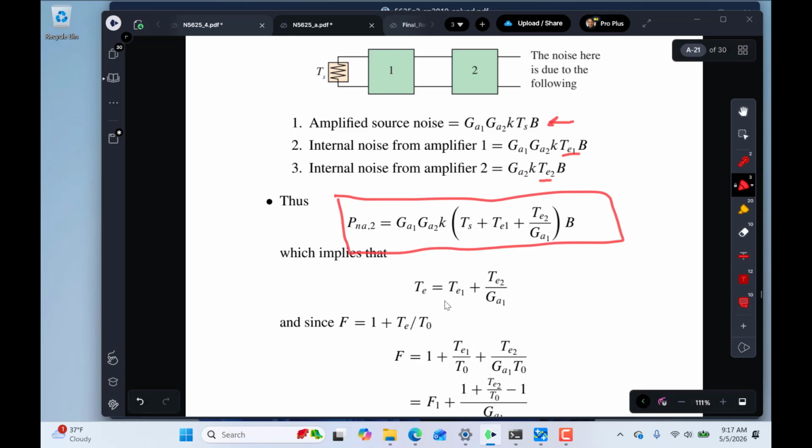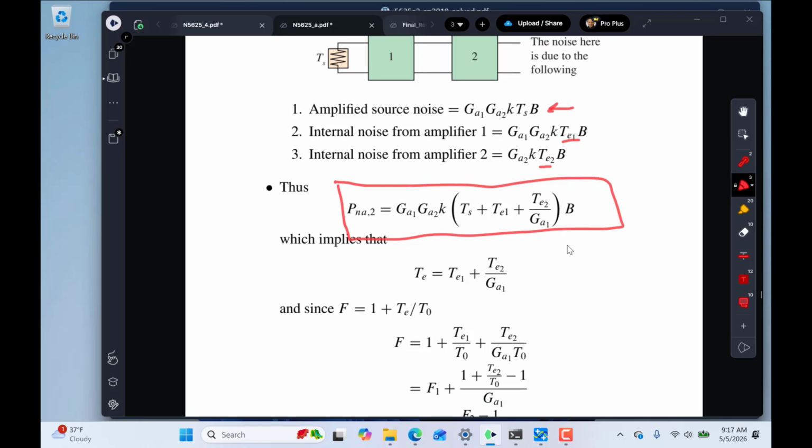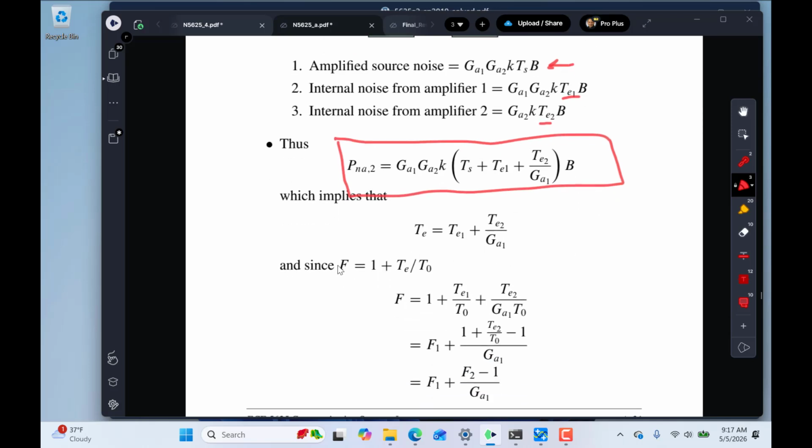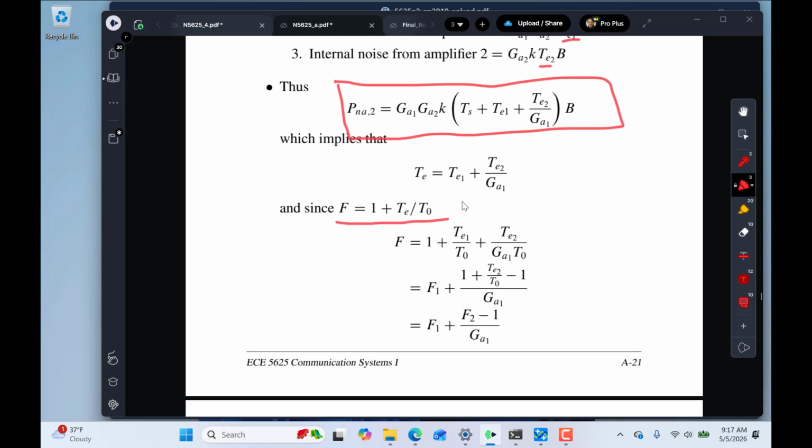When we get done, though, we can see that the effective noise temperature of the cascade is TE1 plus TE2 divided by GA1. So that's really important. And since F, that's the red boxed equation up above, written down here again, is related this way, we can rewrite this and say that the noise figure of the cascade is equivalent to F1 plus (F2 minus 1) over GA1.